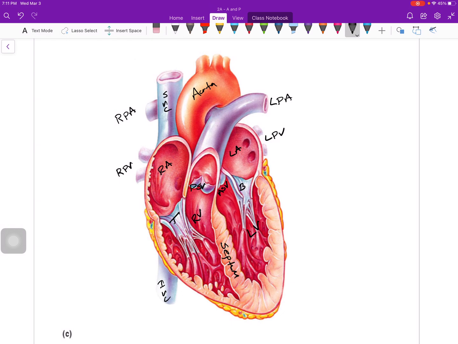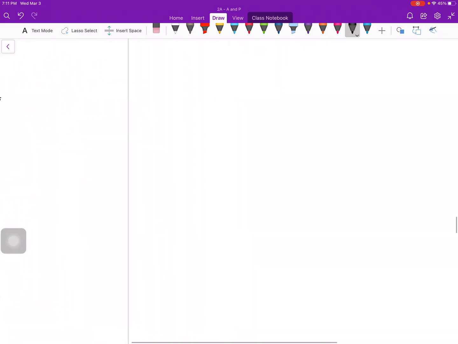And so what we're going to do is we're going to draw this by hand and label the structures in just a two-dimensional kind of quick and easy way. And then we're going to talk a little bit about blood flow. So I'm just going to slide over here in my notes.